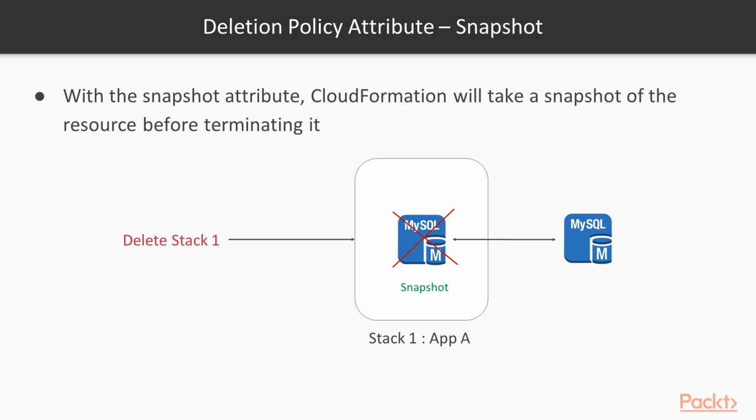So let's go back to the practical and see how exactly this would work. Now, one important part to understand is that the snapshot deletion policy cannot be applied to each and every resource. It only applies to specific resources where snapshotting is possible, like RDS databases or EBS volumes. So those are the places where the snapshot feature is available, and this specific snapshot attribute can only be applied there. So let's do one thing.